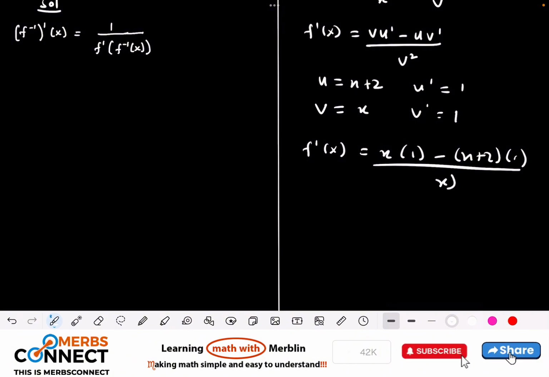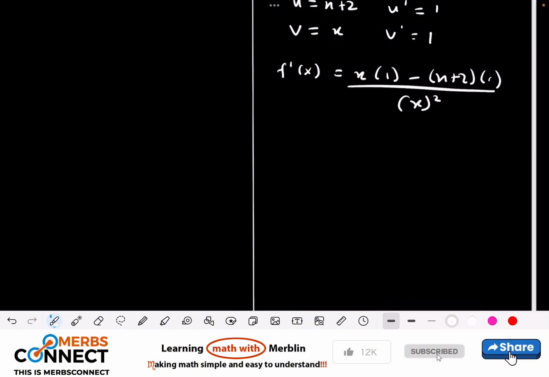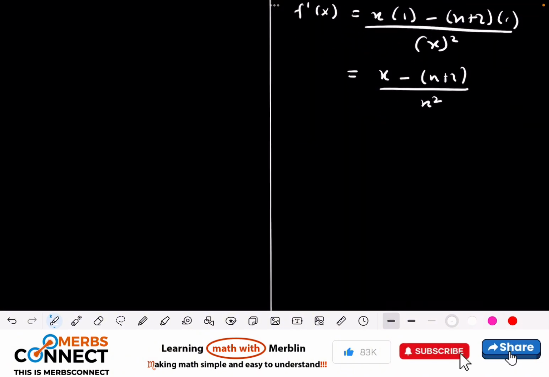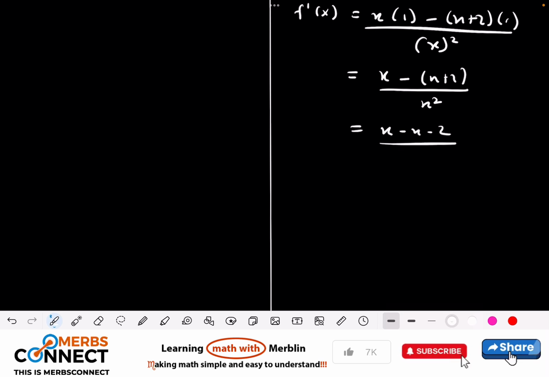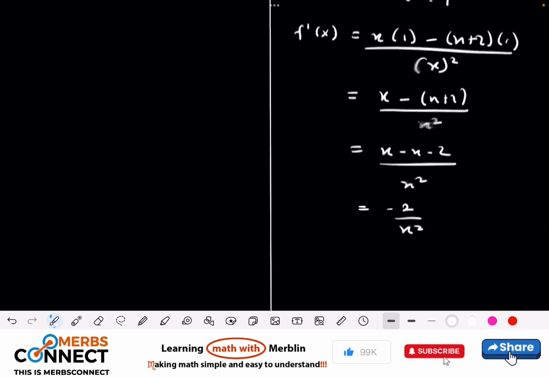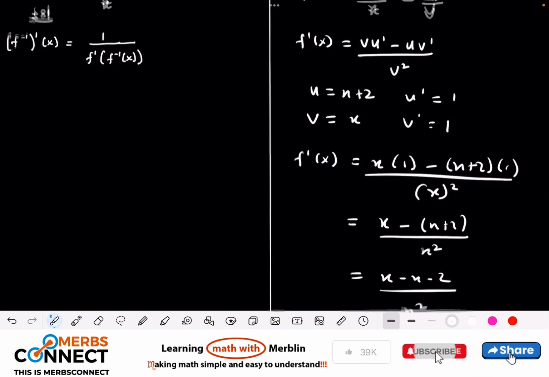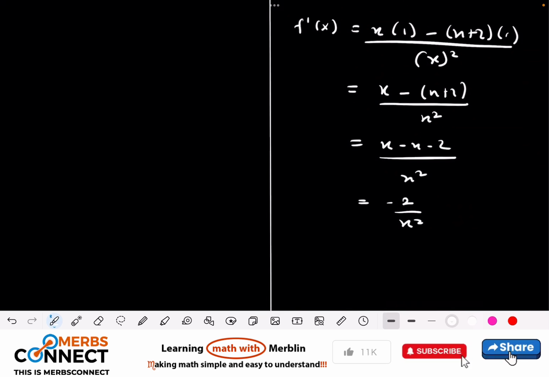So v squared. So let's simplify to get the derivative of f of x. So x minus (x plus 2) divided by x squared. And when I simplify, we are going to have x and multiply the negative. I get x minus x minus 2 divided by x squared, which is negative 2 divided by x squared. So this is the derivative. I hope you understood the process of finding this one. Okay, so now I need f prime of x. So I'll just pick the f prime of x here.